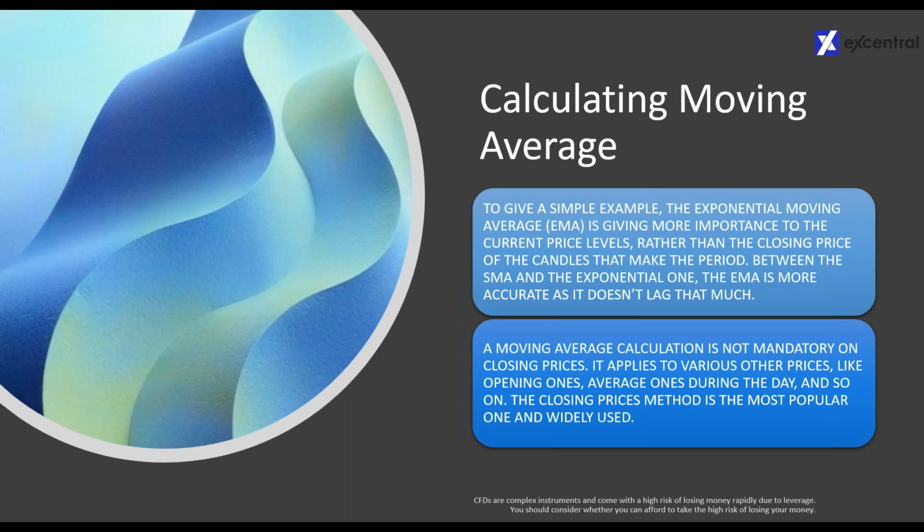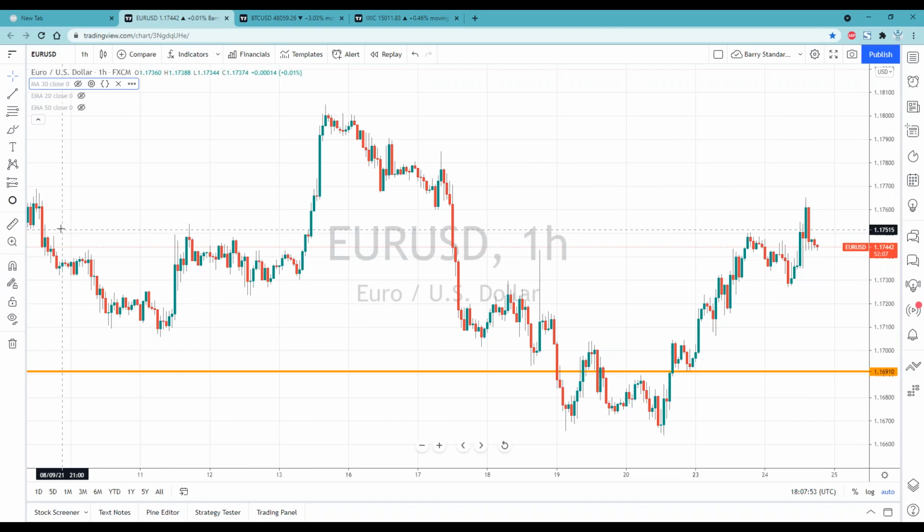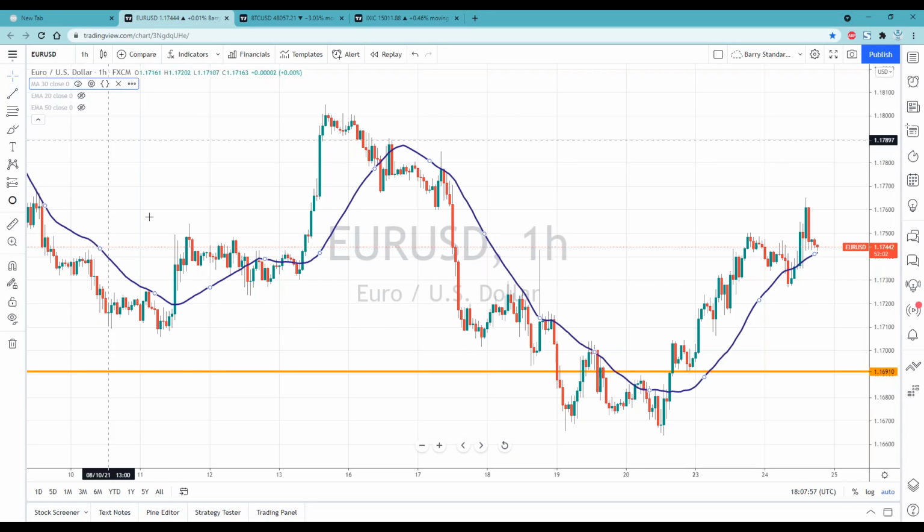Now, let me pop up a live chart here for you. Okay, so I'm going to drop in my chart a simple 30 period moving average. That's the purple line going across the chart. And this is based on the close.